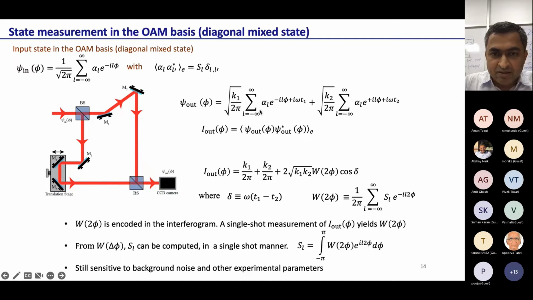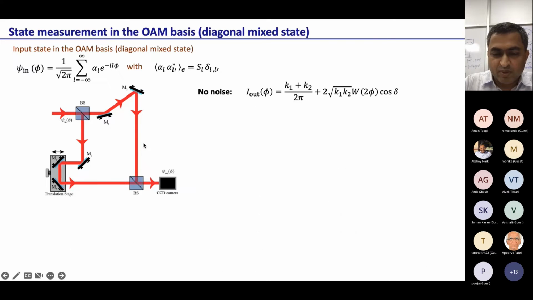But again, this interferometer will still be sensitive to background noise and so on. So we went a step further. This is when we don't include noise in the theory. This is what it is: the output as a function of φ has the same functional form as the correlation function as a function of 2φ. And once we know this, we can find the spectrum, which is what we are interested in when we do the density matrix reconstruction.